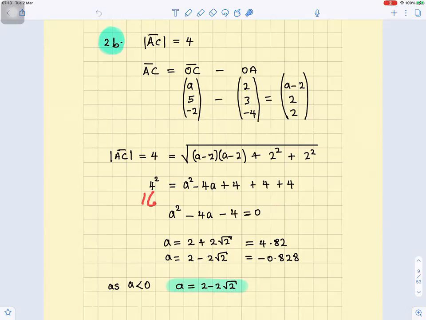Because 4 squared is 16. 4 plus 4 plus 4 is 12. 16 minus 12 is 4. And that's why you got the 4 there. Now you can use your calculator. You will get a to be 2 plus 2 root 2 and a to be 2 minus 2 root 2. But as a is less than 0, we will use a equals 2 minus 2 root 2.